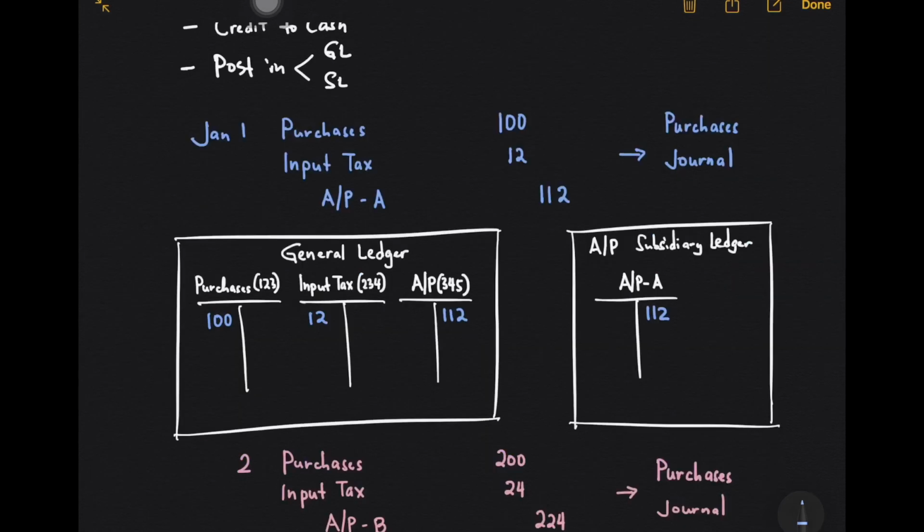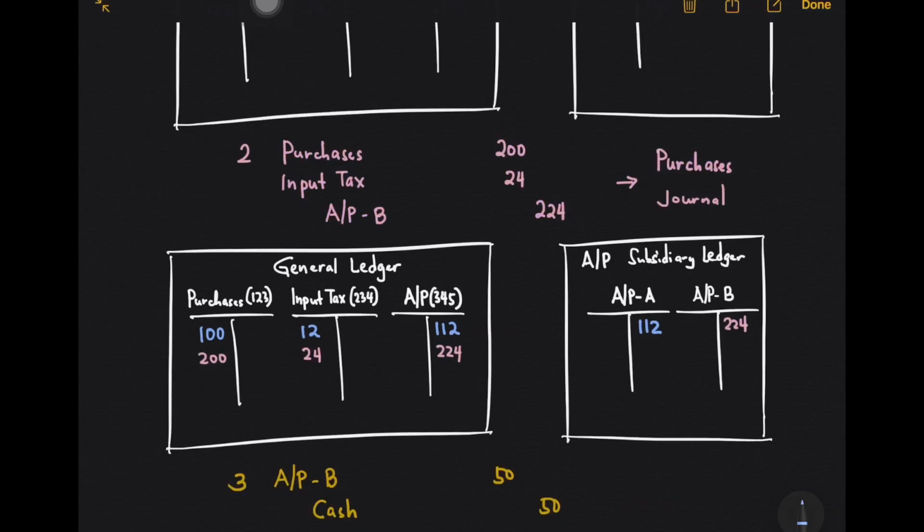Assume the following transactions. On January 1, you have here the general journal entry. But as I've said, repetitive transactions are best placed in the special journals. And the specific special journal for purchases on account would be the purchases journal. Below you have the postings done in the general ledger and the accounts payable subsidiary ledger. On January 2, we have another purchase on account. So instead of placing this in the general journal, being a repetitive transaction, this is placed in the purchases journal. And below you have the postings made in the general ledger and the AP subsidiary ledger.